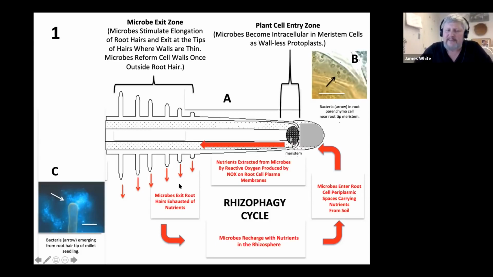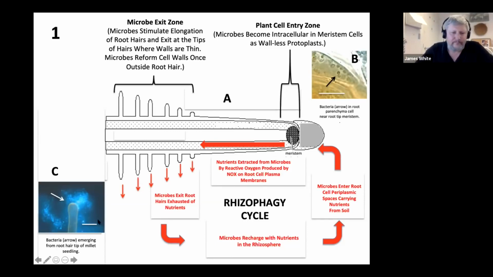And then as the hairs elongate, those microbes are ejected out of the tips of the hairs back into the soil. And you can see these arrows coming out of my hairs here. Every time that a hair grows, it ejects some of those microbes. They go to the soil. They then reform their cell walls and their cell shapes and go out acquiring nutrients later to be attracted back to the plant.